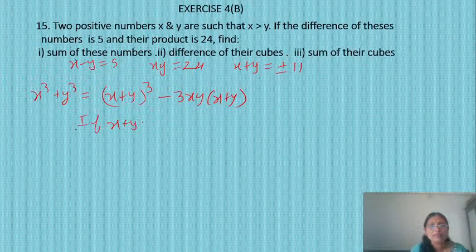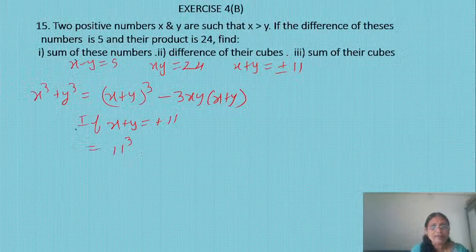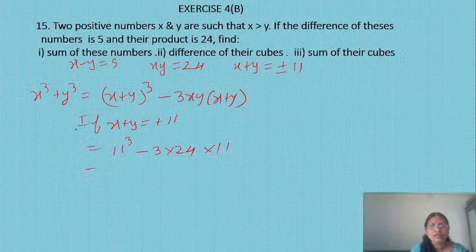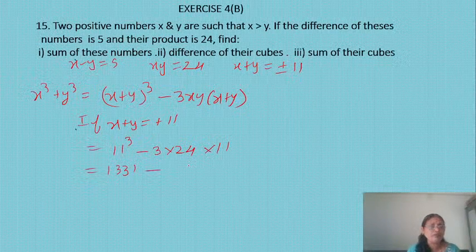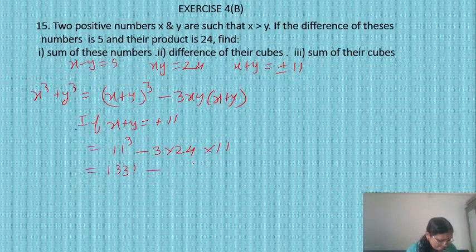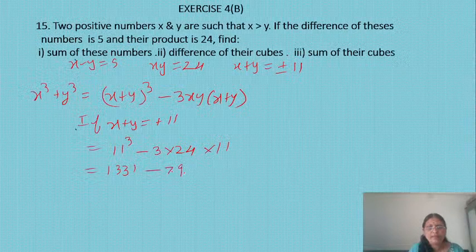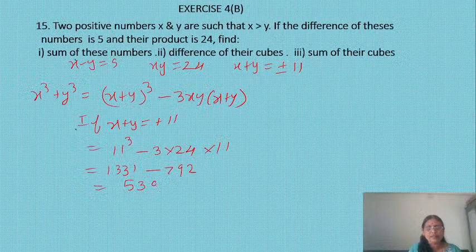Okay, we will be putting if x plus y is equal to plus 11, right? So we'll put the value of x plus y as positive 11. 11 cube minus 3 into 24 into 11. Okay, so 11 cube is 1331 minus multiply this. Come on, 3 into 24 into 11 is what? Quickly find the product. 3 into 24 into 11. Is it 792? Which we get as positive 539.